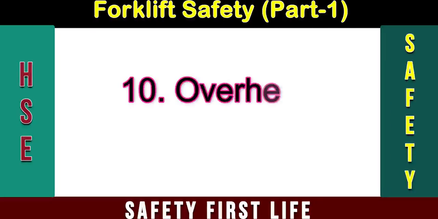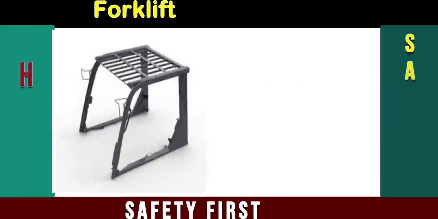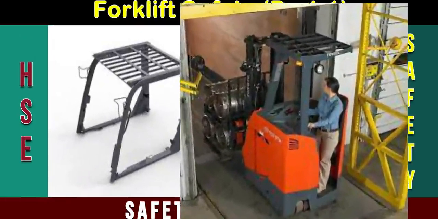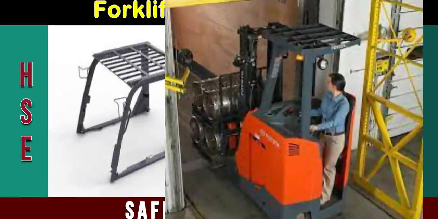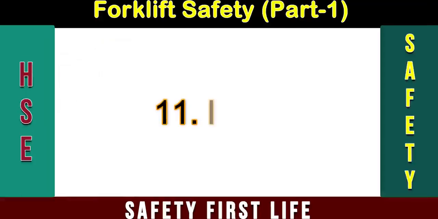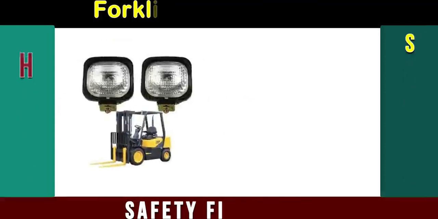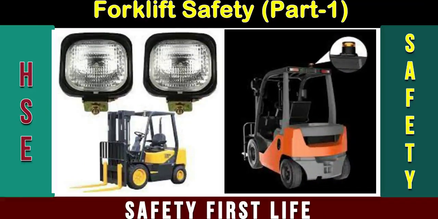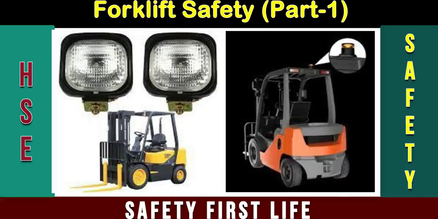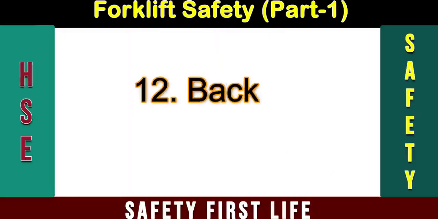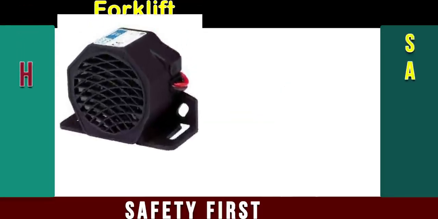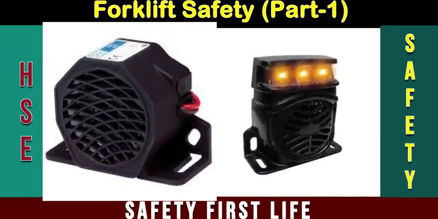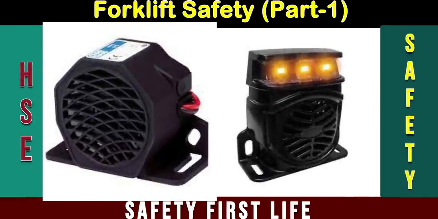Number 10, overhead guard. The overhead guard is a protective structure that provides protection to the operator in case of falling objects. Number 11, lights. Forklifts may have headlights or warning lights to help operators see and be seen in low light conditions. Number 12, backup alarm. A backup alarm alerts workers in the vicinity of the forklift when it is moving in reverse, and it must work.